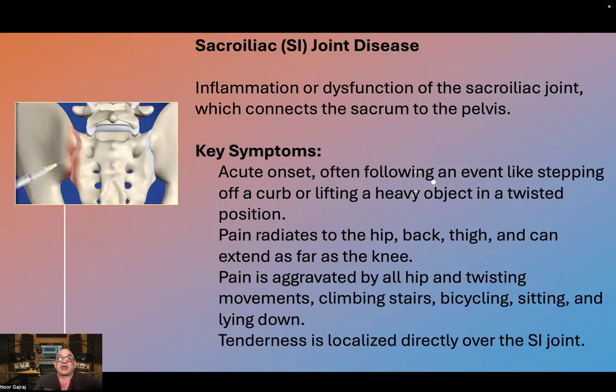Sacroiliac joint disease, inflammation or dysfunction of the sacroiliac joint, which connects the sacrum to the pelvis. Key symptoms: acute onset, often following an event like stepping off a curb or lifting a heavy object in a twisted position. Pain radiates to the hip, back, thigh, and can extend as far as the knee. Pain is aggravated by all hip and twisting movements, climbing stairs, bicycling, sitting, and lying down. Tenderness is localized directly over the SI joint.